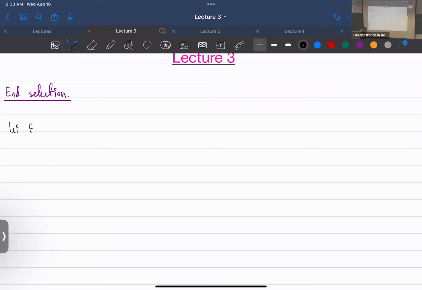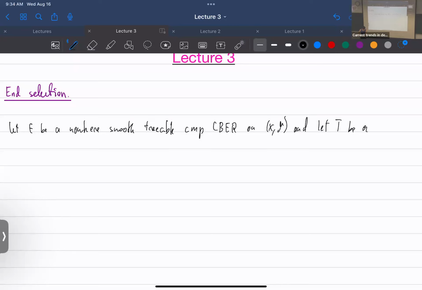So okay, let E be nowhere smooth. So I'm going to assume this non-triviality assumption. Nowhere smooth, treeable, measure class preserving, acting on X, mu, and let T be a treeing of it. So this is throughout the section.